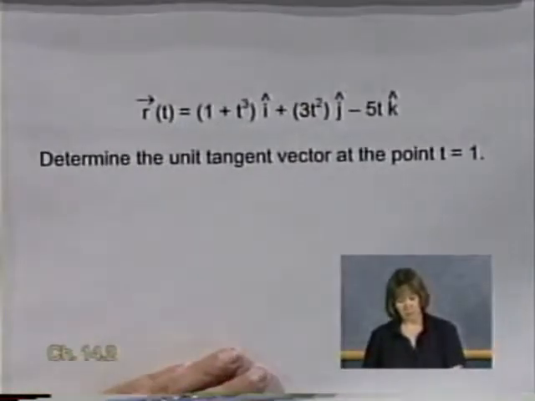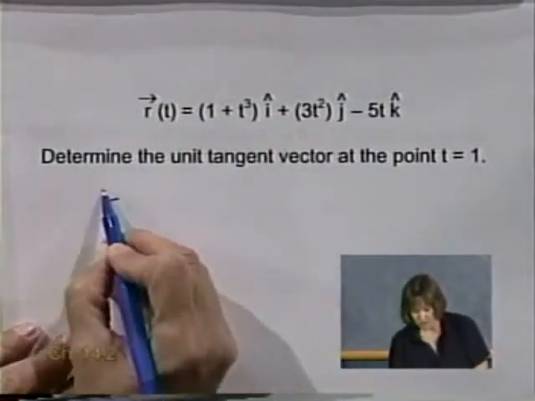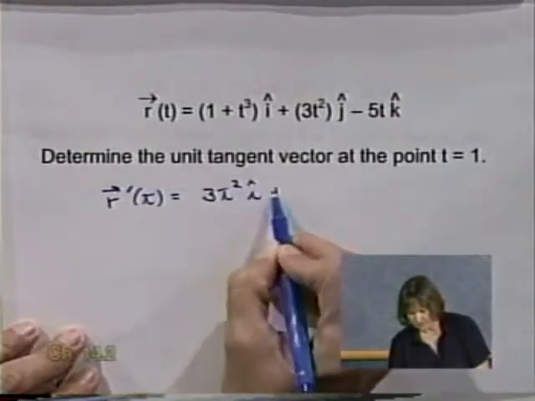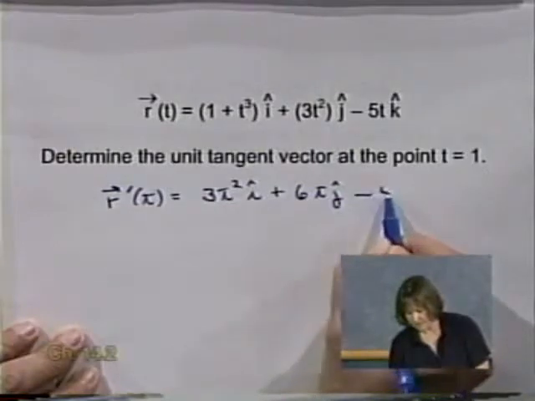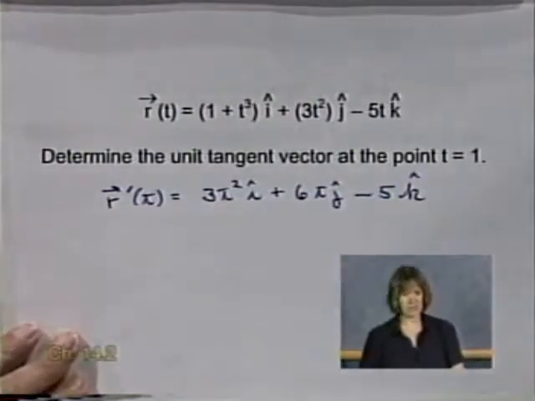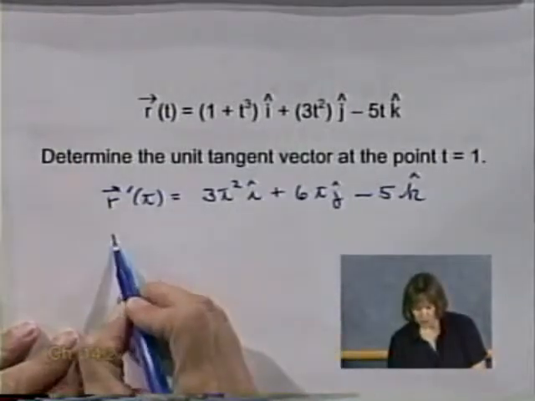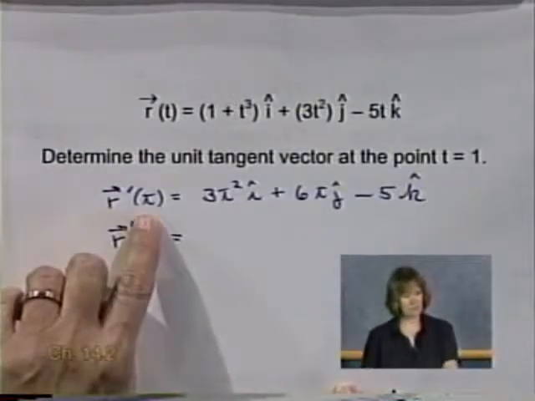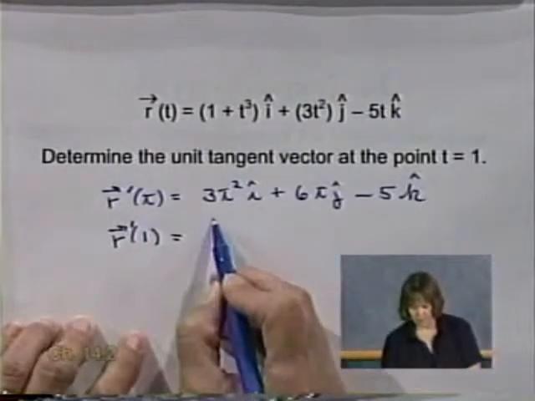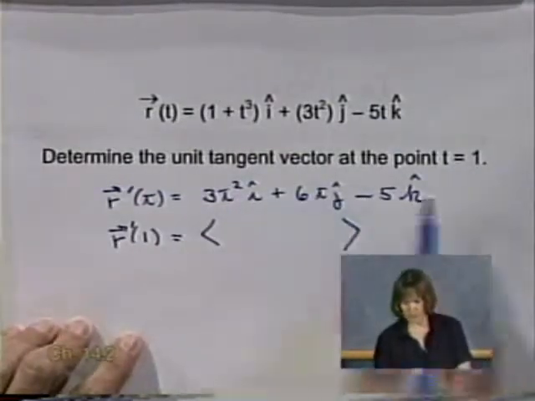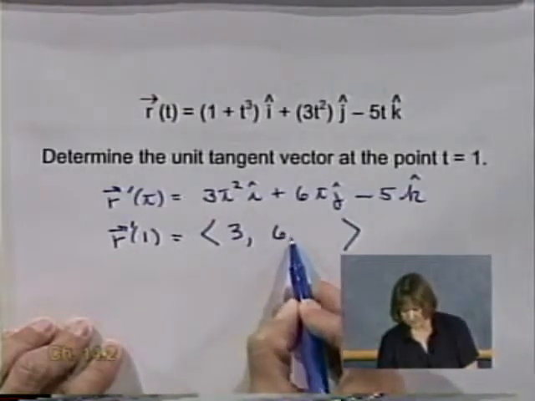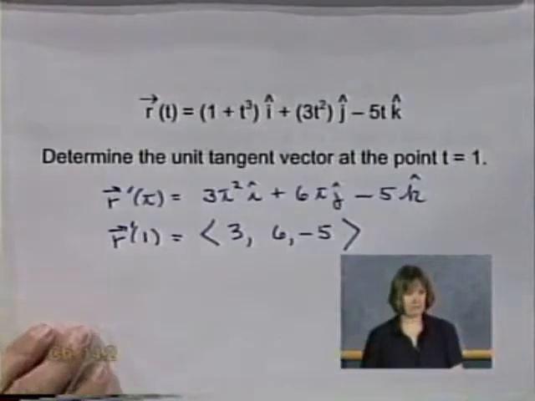Okay, easy, not hard. Determine the unit tangent vector at the point t equals 1. Well, a few minutes ago we figured out that r prime of t was equal to 3t squared i plus 6t j minus 5k. Again, I just differentiate it term by term. So if I wanted to know what's my r prime of 1, in other words, what's my derivative evaluated at t equals 1, all I need to do is plug t equals 1 into each of my x, y, and z components. So I get 3 times 1 squared is 3, 6 times 1 is 6, and a negative 5 by itself is a negative 5.